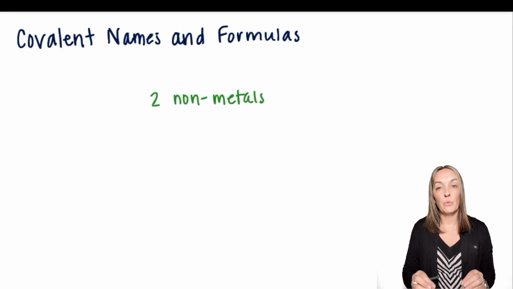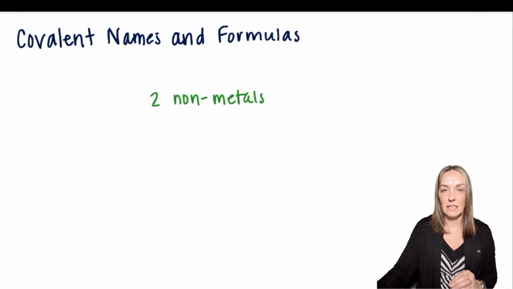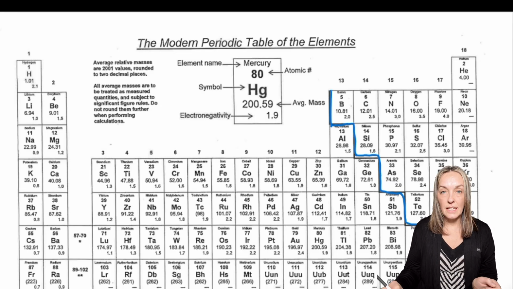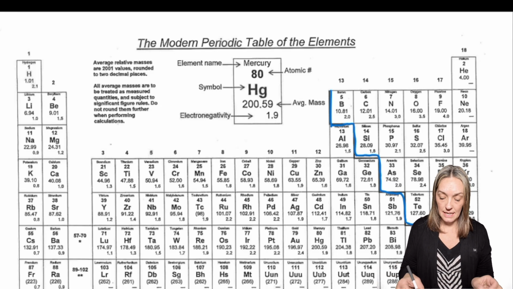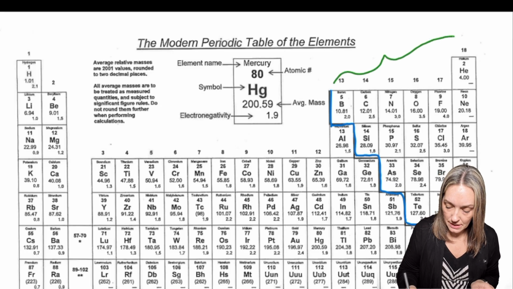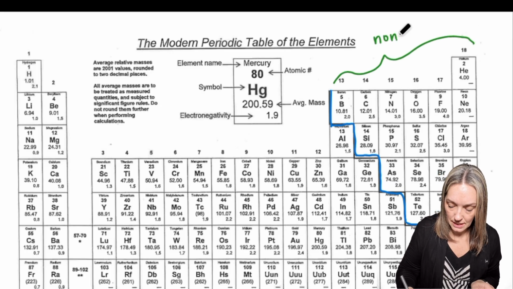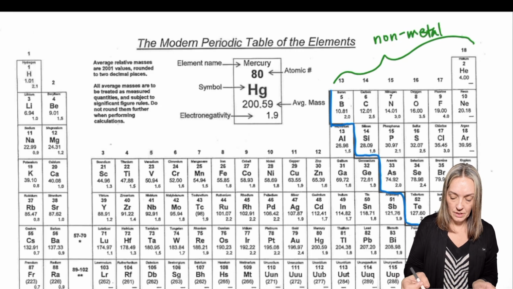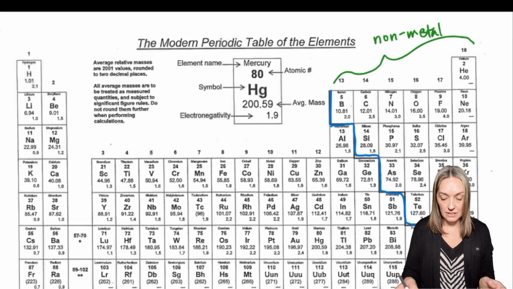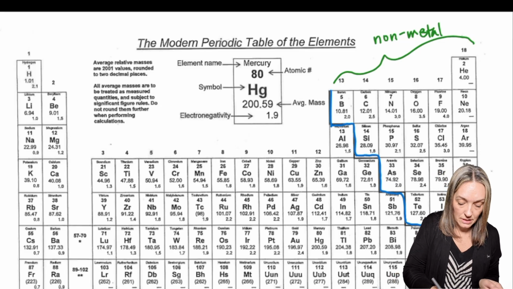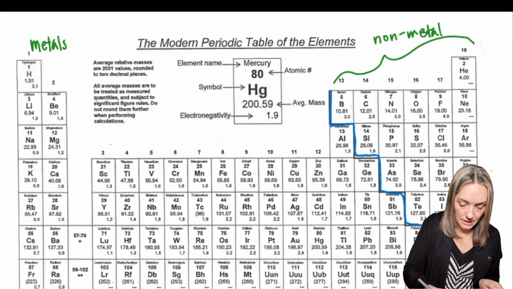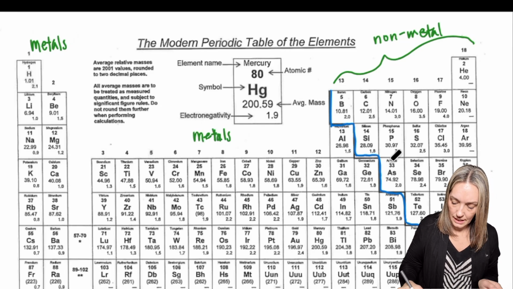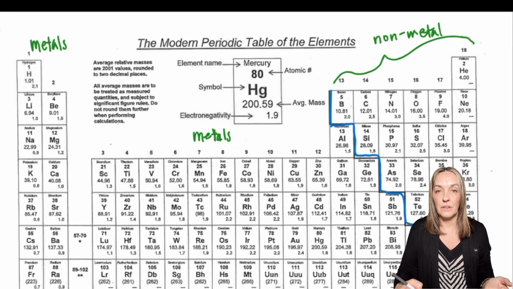It's important that we know where the nonmetals are located on the periodic table. We want to focus on the staircase line that you see here. This staircase line is our divider line between metals and nonmetals. Everything to the right of this staircase is considered a nonmetal. Everything to the left of the staircase is considered a metal. So my metals are here as well as here and underneath the staircase here.